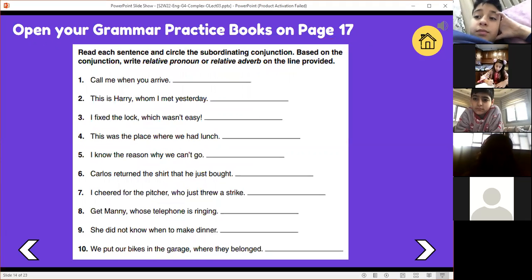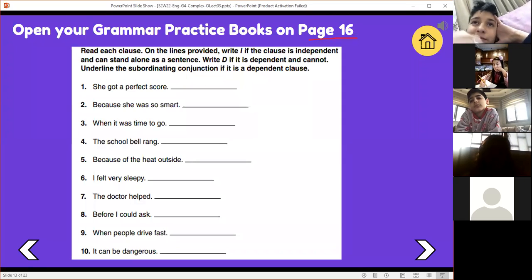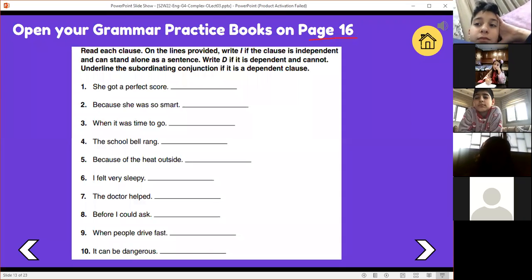Teacher, in number 7, the doctor helped. The doctor is the subject and helped is the predicate. He has a complete help. Yeah, but helped is the verb. But helped who? If they said, for example, the doctor can help, then it can stand alone. You don't know who helped. Yes, so a part of the predicate is missing, Red. Okay, so it's not a good sentence.